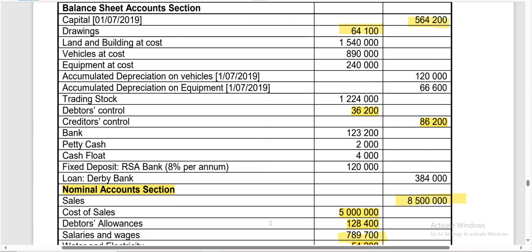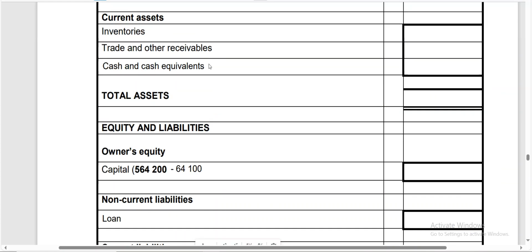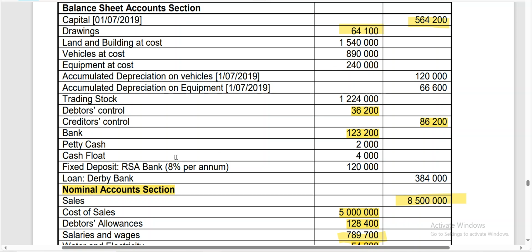Then after this we have bank. Remember, bank is favorable, so it's part of cash and cash equivalents. So under cash and cash equivalents here, we are going to do it in brackets. We are going to have 123,200, and then from there we are going to check what we have.